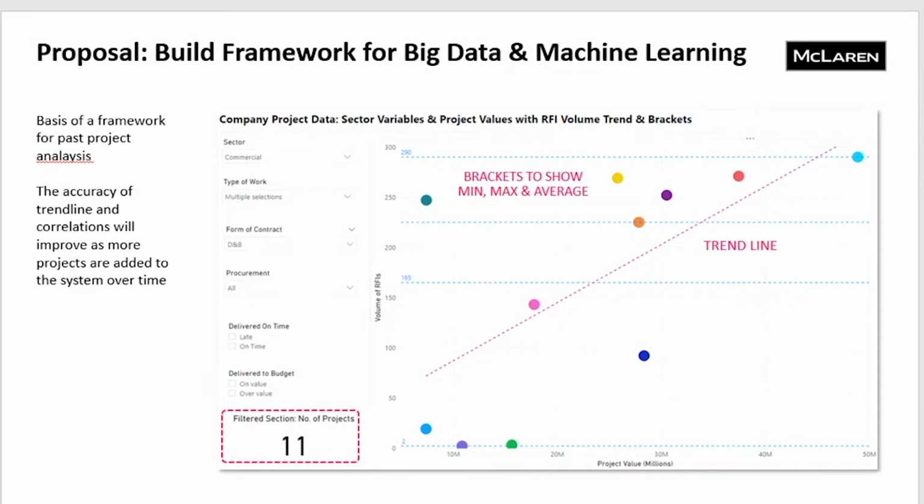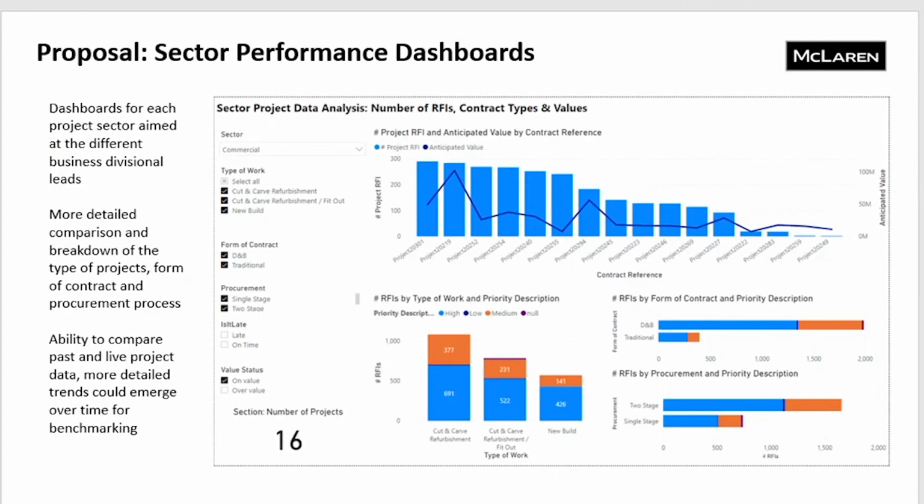From this, we were able to develop a trend line and brackets to show high and low RFIs. And what we feel we've been able to develop is a framework that, as more projects get added to this database, the trend lines become more accurate, and it can be used going forward as a basis and a framework that can be developed. We then started to consider the different stakeholders who would be using these dashboards and presented a dashboard which appealed to each one of them.